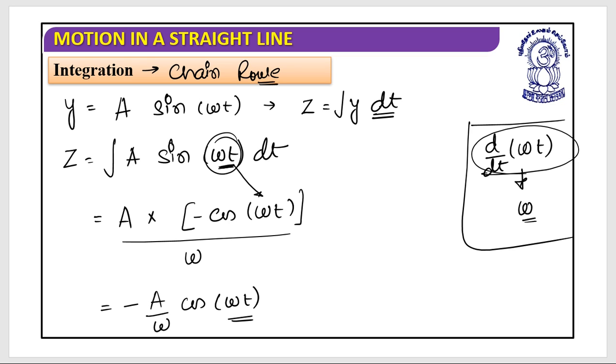So this is d by dt of omega t, and that should be an omega, and that omega needs to be divided, not multiplied. And it would be minus of a by omega into cos omega t. This would be your final answer. So are you done with this? Will you be able to solve this kind of questions? Are you sure? Let's do it.